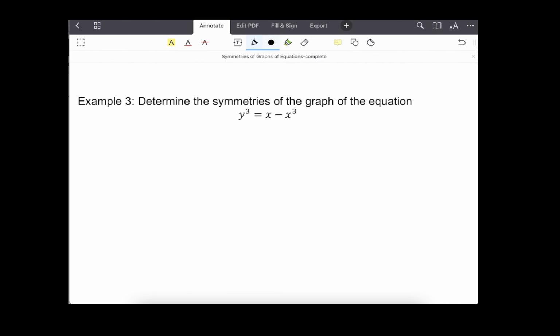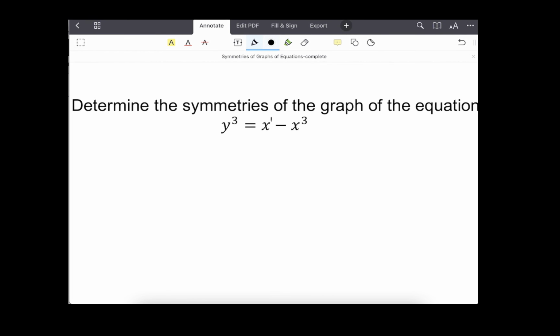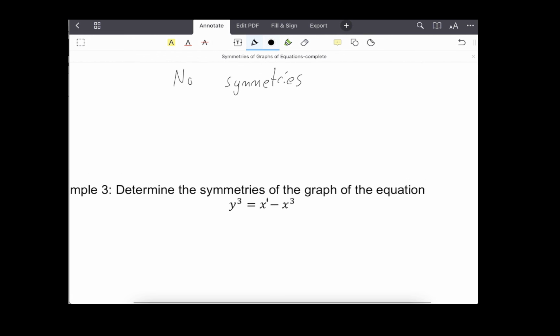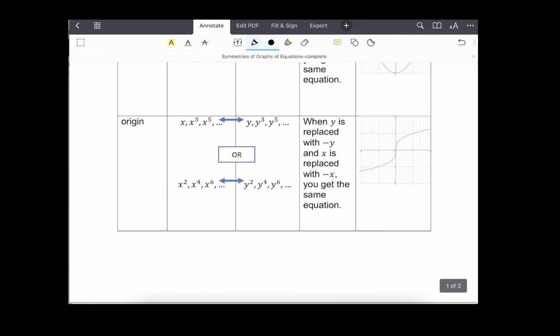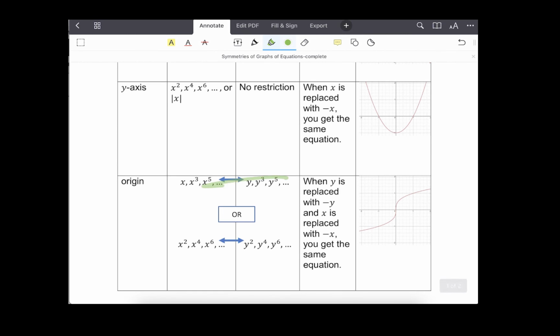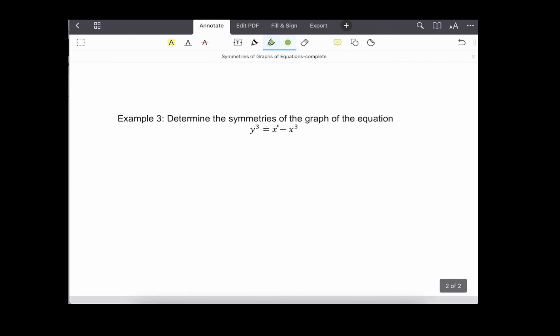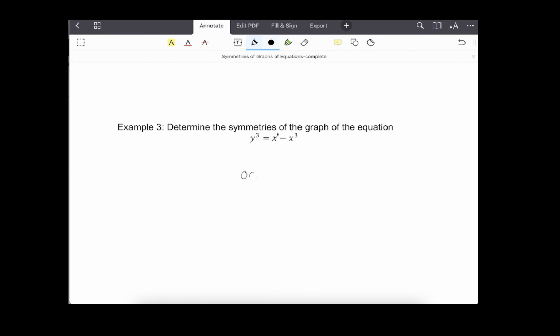Okay, for example 3, determine the symmetries of the graph of the equation. We have y to the third power equals x minus x cubed. There's an invisible one here, an implied one. So x is all to an odd power. Y is to an odd power. And if we go up to the chart up here, the situation we're in is right here. Both of them are to odd powers. And because of that, we can just say that this has origin symmetry.